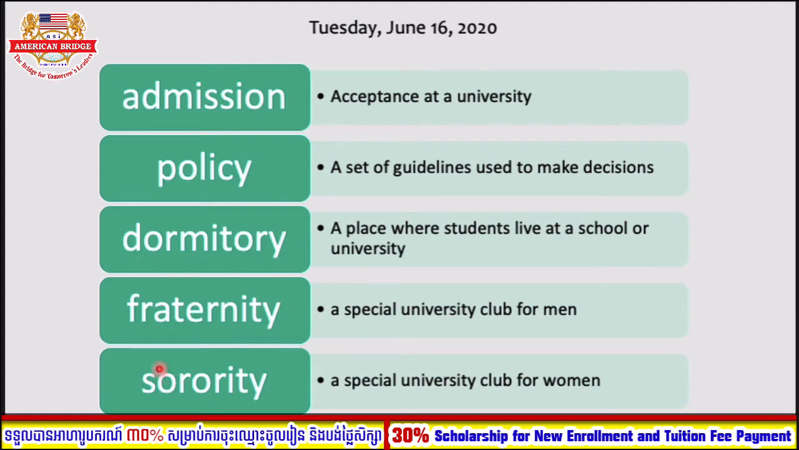Anyway, these two terms are not very important for us in the Cambodian context, but we should learn them in order to know about American society. The first one is fraternity. Fraternity refers to a special university club for men. And sorority is a special university club for women. All right, and I hope you are familiar with all these terms.